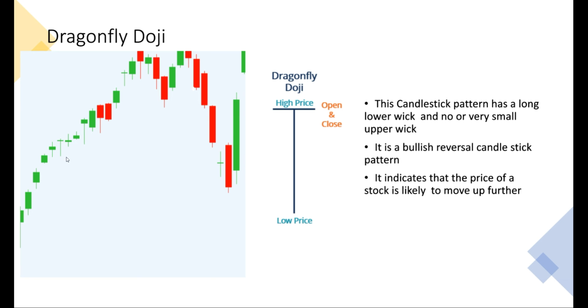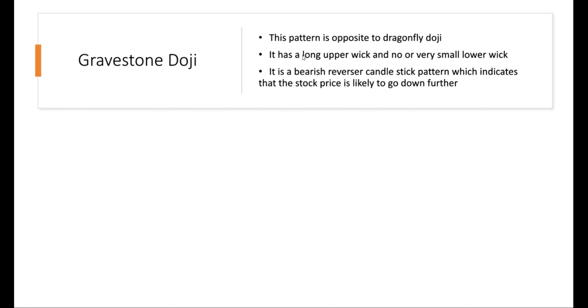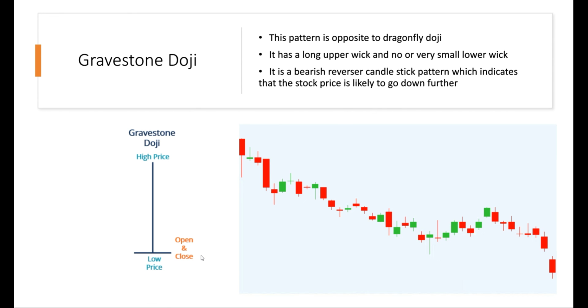And the last form of doji is the gravestone doji. This is the opposite of a dragonfly doji, where the upper wick is very long and there is no or a very small lower wick, and this is a bearish reversal candlestick, which indicates that the price might go further down. So you can find the form of gravestone doji just like this. So these are the examples of different types of doji.